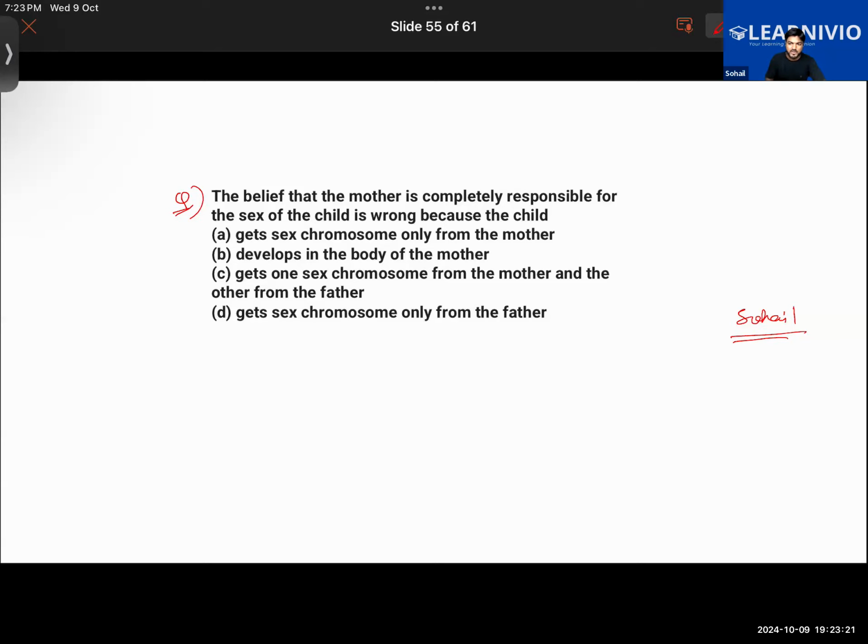Okay. In the case of determination of the sex, what we have learned is that the mother has the XX chromosome, while the father has the XY chromosome. Basically, the egg will have the X chromosome, and the sperm can have either the X or the Y chromosome. Got this? So the ovum has the X chromosome, and the sperm can have either X or Y.